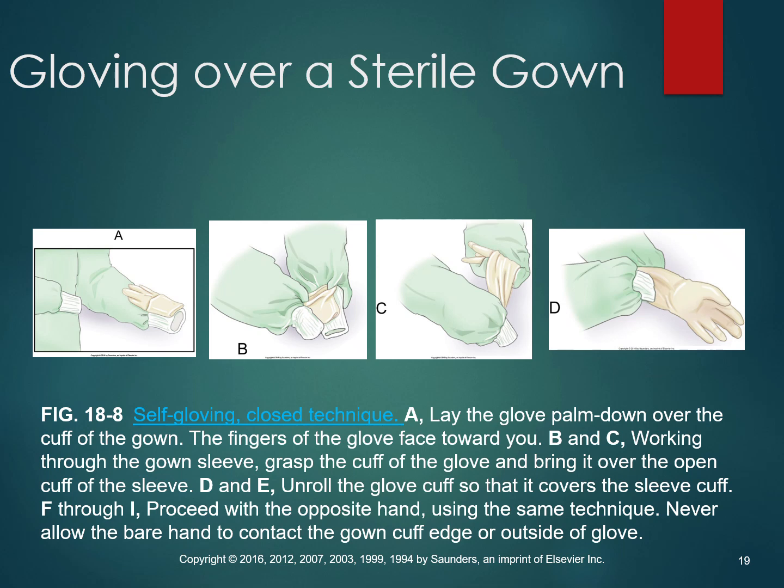So self-gloving, closed technique. Lay the glove palm down over the cuff of the gown. The fingers of the glove face toward you. In B and C, working through the gown sleeve, you grasp the cuff of the glove and bring it over the open cuff of the sleeve. And then in D, you can see, unroll the glove cuff so that it covers the sleeve cuff. Proceed with the opposite hand using the same technique. Never allow the bare hand to contact the gown cuff edge or outside of the glove.